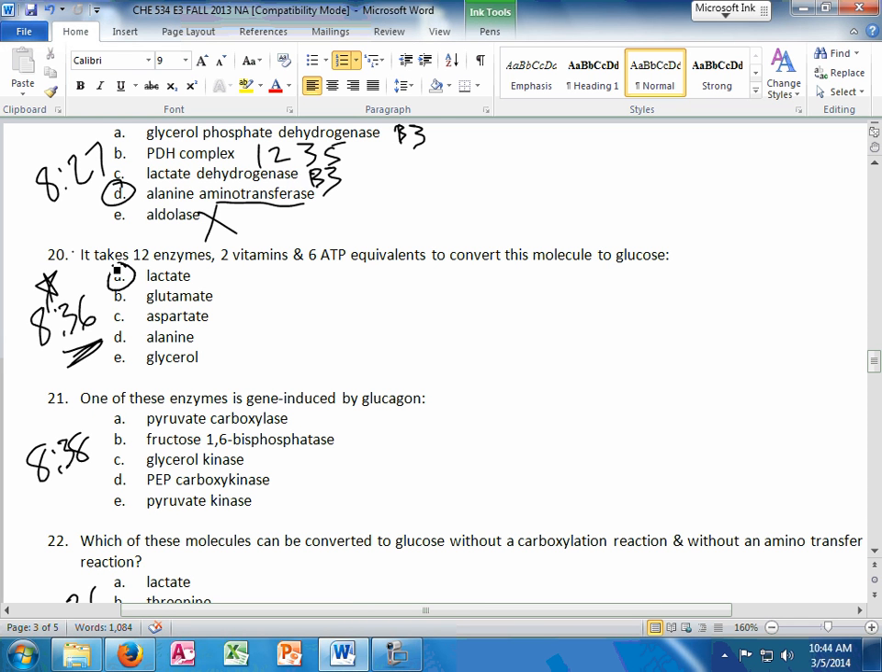Let me rephrase that. It's going backwards through glycolysis. Most of the enzymes are the same, but you're bypassing the regulatory steps. So revisit this slide, and all of these are mapped out. And make sure you could trace each one, talking about the enzymes, what vitamins are required, and how much ATP is required as well. For instance, glycerol is the lowest amount of ATP required.